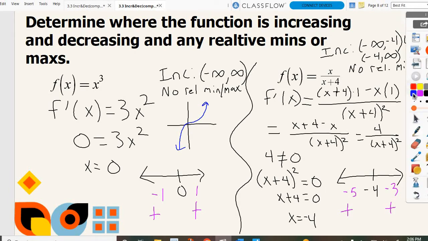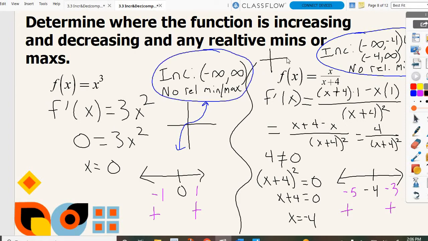It's going to be a rational graph. They were asking what that graph would look like. So we would have an asymptote at -4. We're going to have a horizontal asymptote, sorry, at 1.